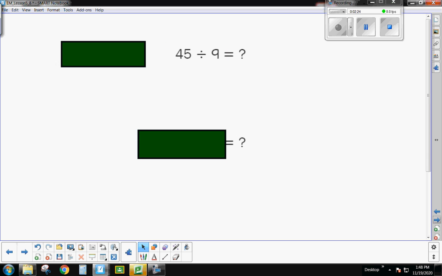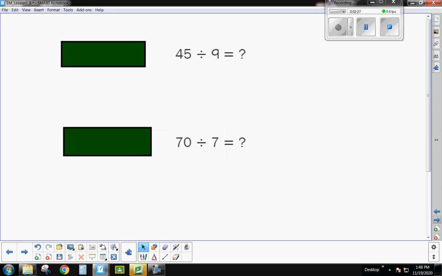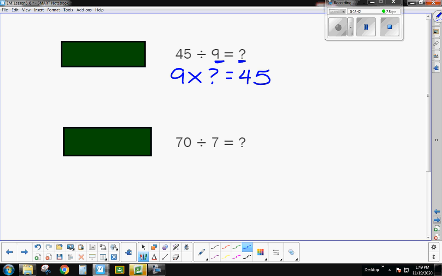All right, let me show you the next two problems. Go ahead and pause the video and figure these problems out. Okay, so let's turn this around to multiplication. I know that 9 times what equals 45. This one might be a little bit harder to think about if you don't know what it is.